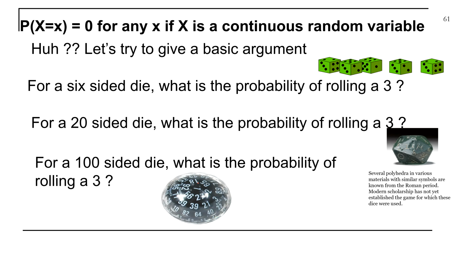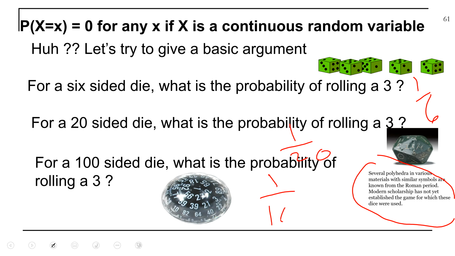If you're rolling a six-sided die, the probability of rolling a 3, of course, would be 1 over 6. Rolling a 20-sided die, and here's a little history of the 20-sided die from the Roman empire. The Roman kids were playing D&D. The probability of rolling a 3 for a 20-sided die is 1 over 20. And you get the idea. If it's a 100-sided die that looks like a ball or a sphere, it's going to be 1 over 100.